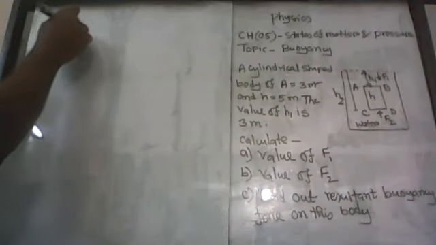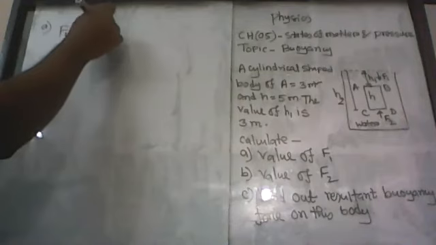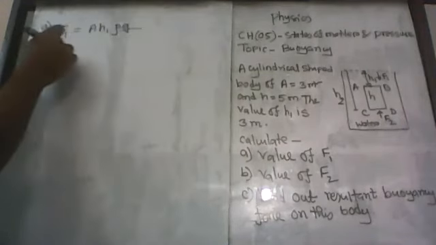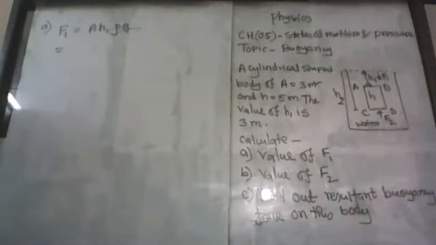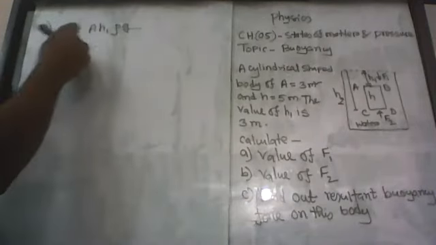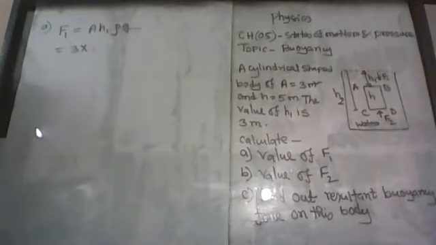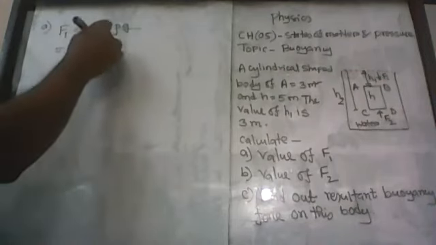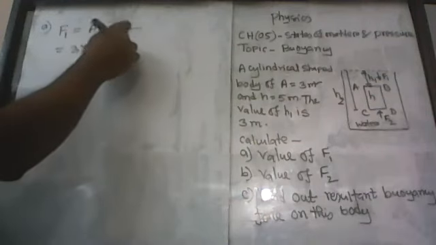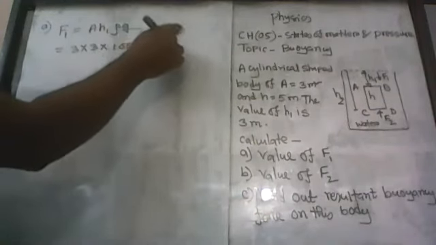Now, my first question is A. I have to find out the force F1 that's applied on the AB surface. Boys and girls, from my previous discussion, you know that F1 is nothing but A H1 rho into G. From the given information, A equal to 3 meters square, H1 equal to 3 meter from the water surface, rho equal to 1000 and G equal to 9.8.